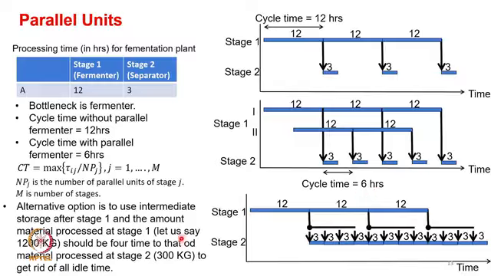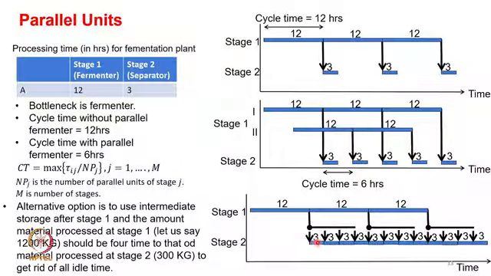An alternate option here is to use storage. You can use an intermediate storage after stage 1, and the amount of material processed at stage 1 should be 4 times that of the material processed in stage 2. Again, just to reduce this idle time, you can use them immediately. You have it in storage so that the production facility is available, and you will not waste this wait time.